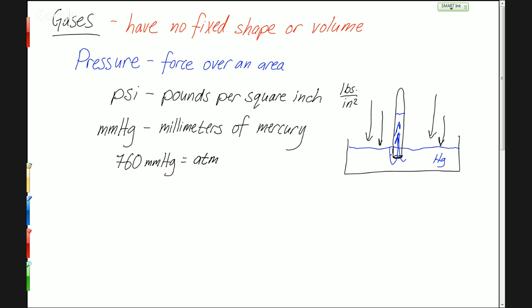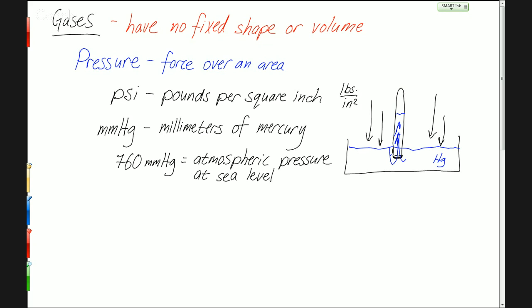So 760 millimeters of mercury is what we call atmospheric pressure at sea level. So at sea level, that's how much up that tube the atmosphere would push the mercury.